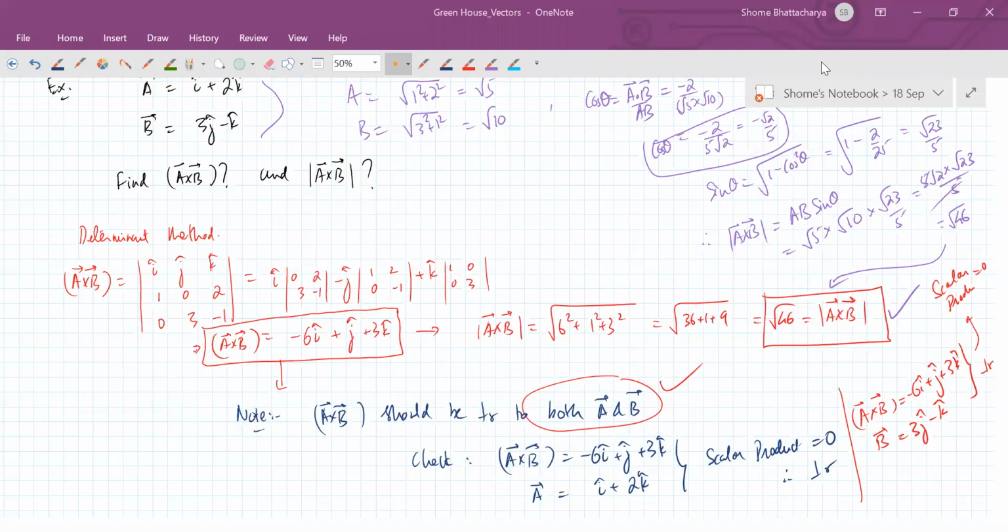See, coplanar means lying in a plane. So any two lines you draw, they will always have a common plane, na? They cannot not have a common plane.